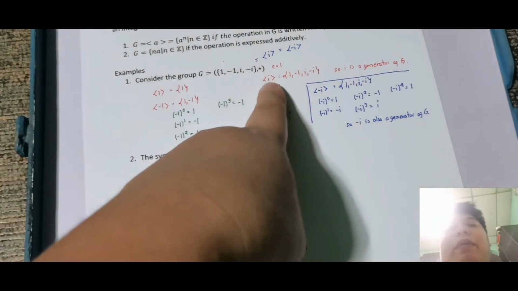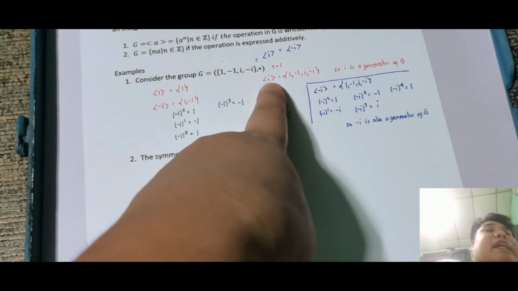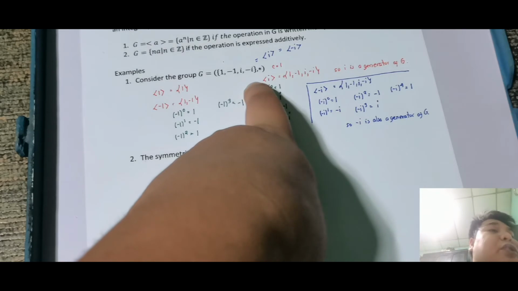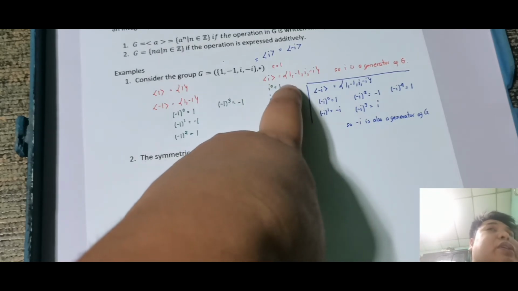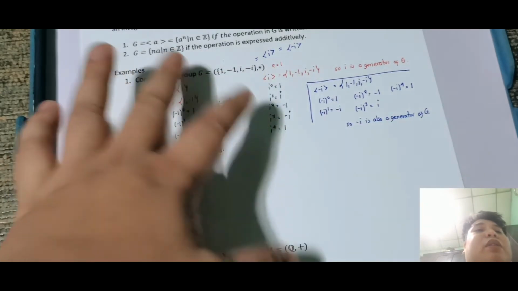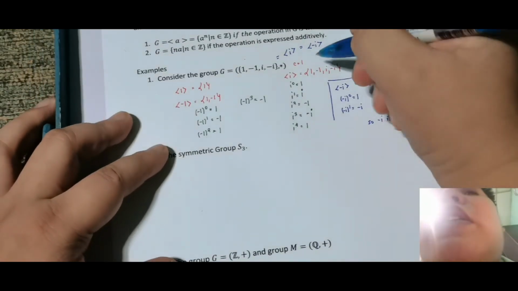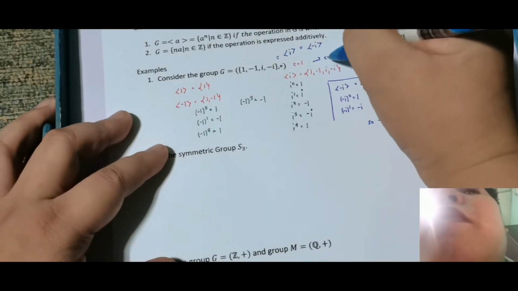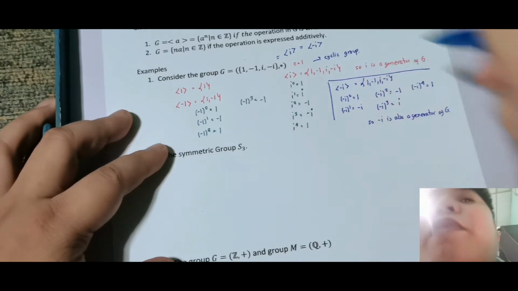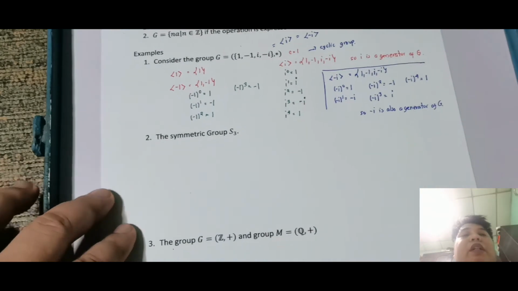Ngayon, pag nangyari naman to, siya naman ay nagiging cyclic group. So, cyclic group siya pag na-generate niya lahat ng element kasi may generator siya. Okay, kung walang generator, hindi siya cyclic group. Pero alam natin na itong group na to is a cyclic group. So, we all know that this is cyclic group. Okay, so now proceed tayo dito sa next.